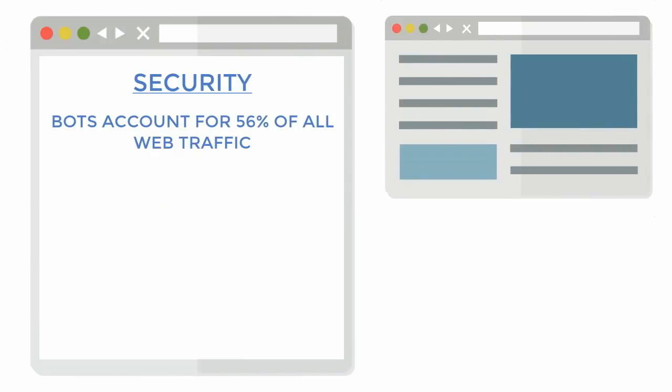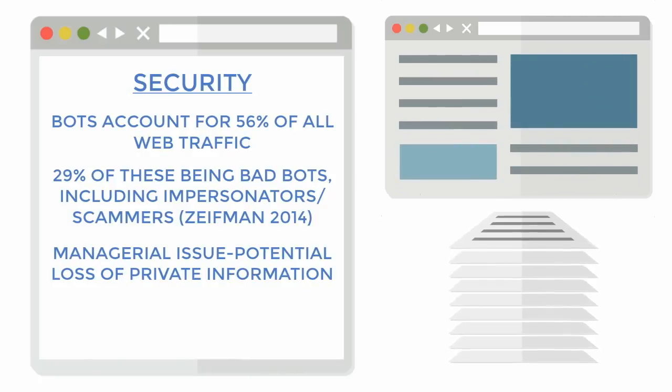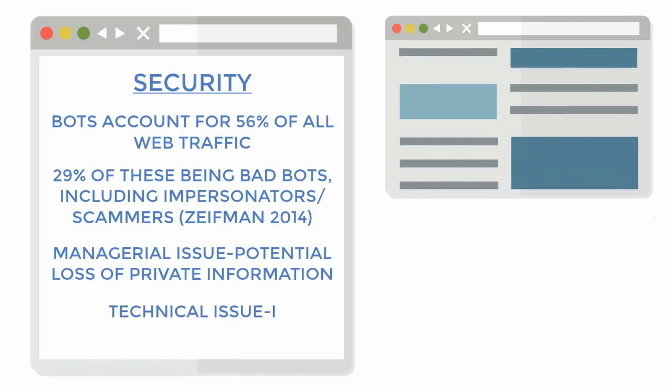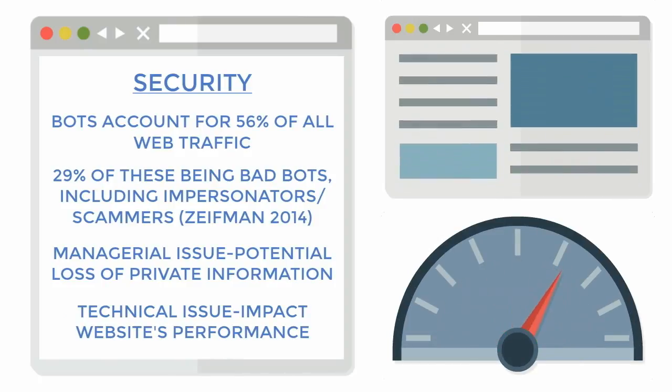Nowadays, bots account for 56% of all website traffic, and shockingly 29% of these are bad bots, which include impersonators and scammers. This can cause both a technological and managerial issue, as the company could potentially lose private information, and denial of service attacks could impact the website's performance.